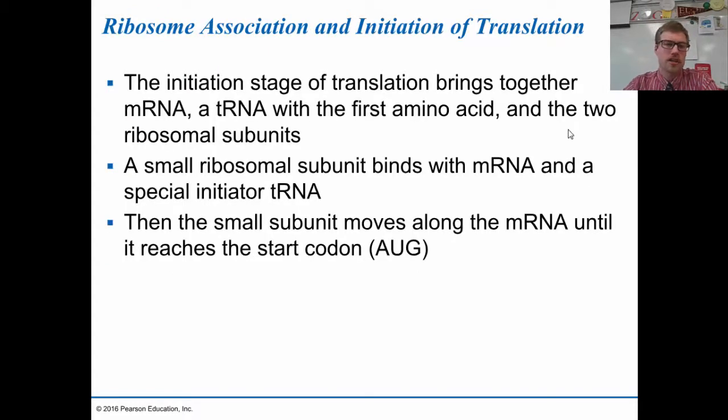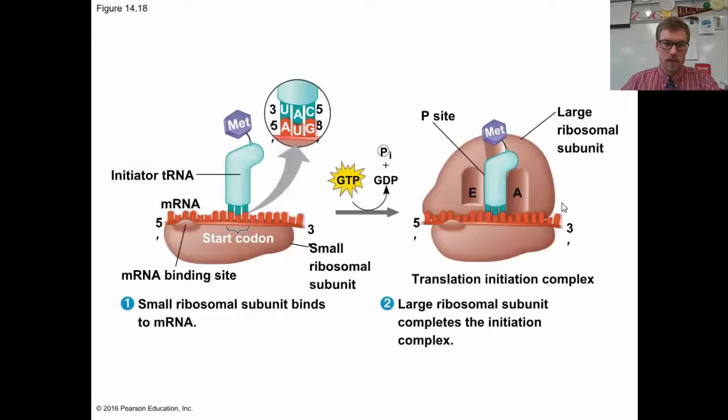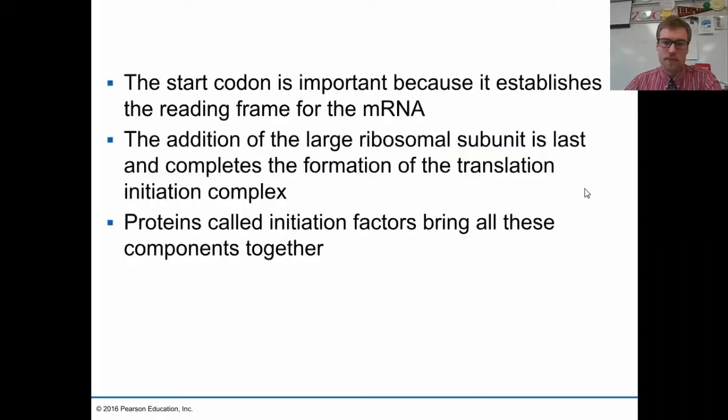The initiation stage of translation brings together the mRNA, a tRNA with the first amino acid, and the 2 ribosomal subunits. We know that the starting amino acid has got to be methionine because that is going to match up with the start codon, which is AUG. So the mRNA is scanned until it reaches the AUG, which is going to match up with the methionine. The large subunit is then going to come in and add in the A site. The P site will go directly where that tRNA is, and then the E site is left there.